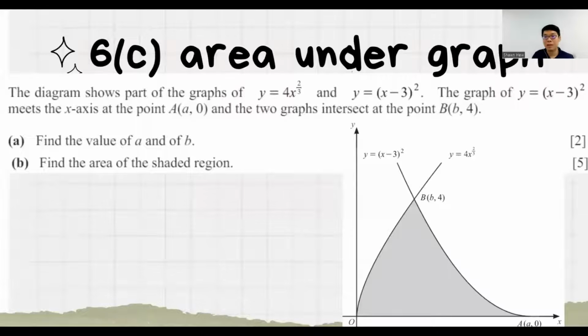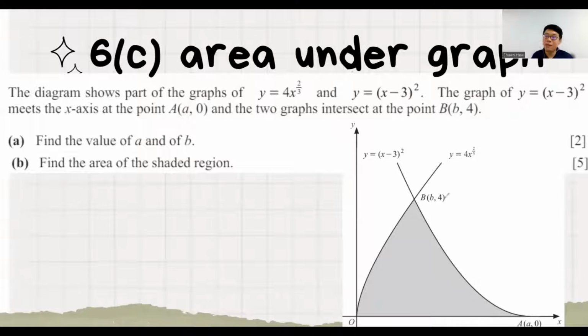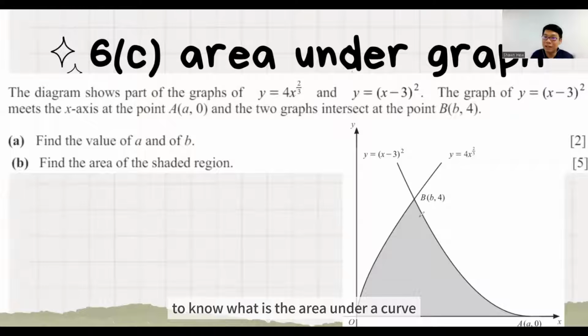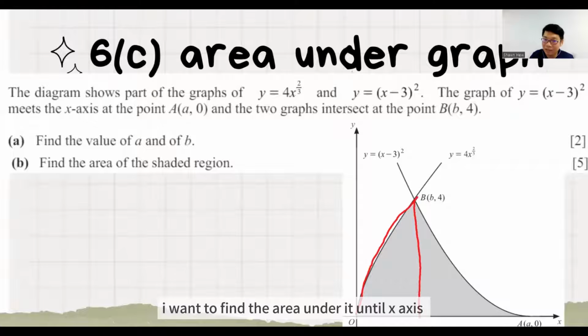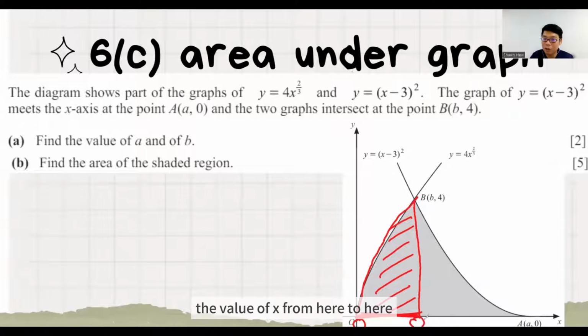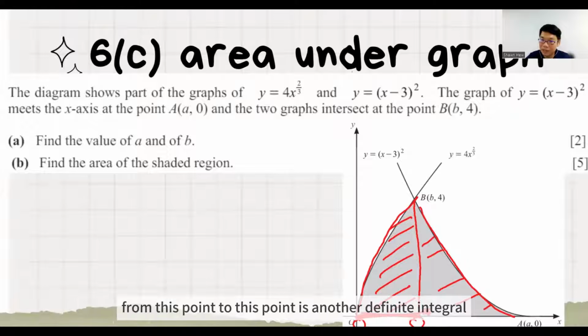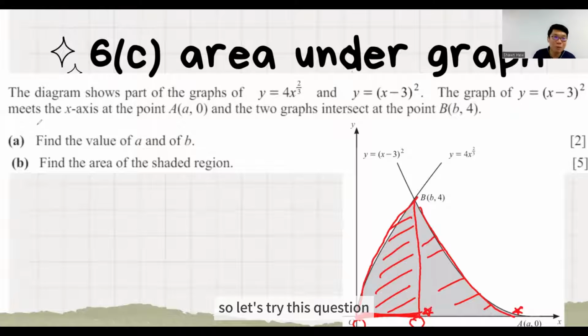Then we go to the very last part of application of integration, which is finding the area under a curve. If this is a curve, I want to find the area under it down to the x-axis. We just integrate this part by using a definite integral of the value of x from here to here. And then this part is another curve. So that's why we integrate here from this point to this point. It's another definite integral. So let's try this question.